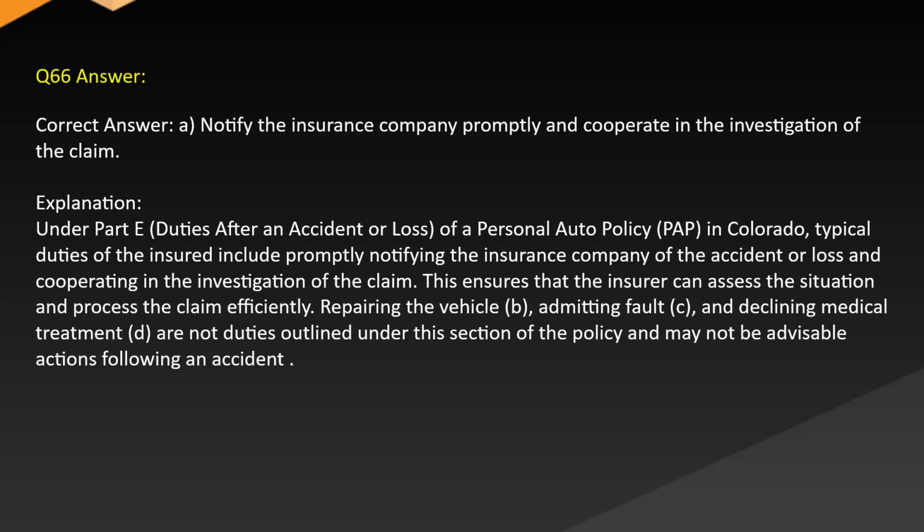Explanation: under Part A, duties after an accident or loss of a personal auto policy, PAP, in Colorado, typical duties of the insured include promptly notifying the insurance company of the accident or loss and cooperating in the investigation of the claim. This ensures that the insurer can assess the situation and process the claim efficiently. Repairing the vehicle, B, admitting fault, C, and declining medical treatment, D, are not duties outlined under this section of the policy and may not be advisable actions following an accident.